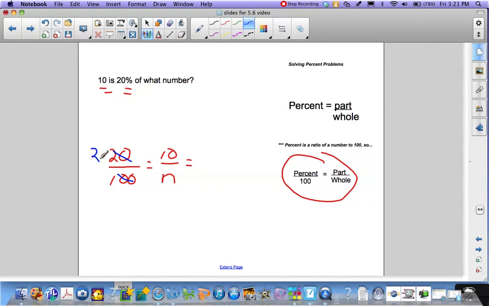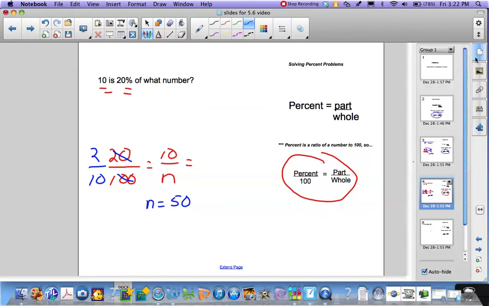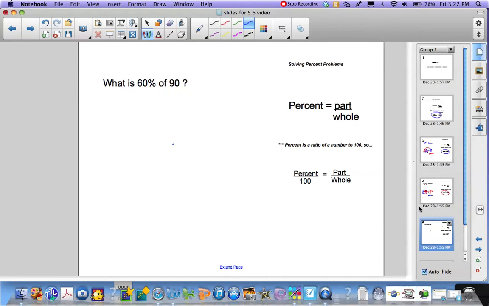20 divided by 10 is 2. So 2 times 5 is 10, and 10 times 5 is 50. So n is equal to 50. 10 is 20% of what number? It's 20% of 50.